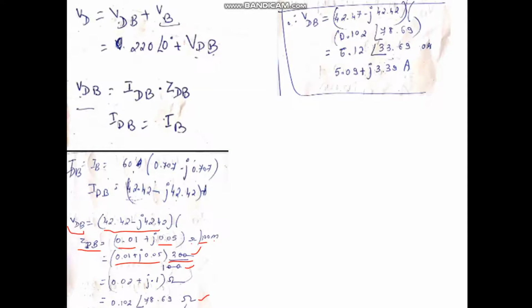Now I want to calculate VDB. Using the same IDB and ZDB, I calculate VDB with this formula. When I solve IDB into ZDB, I get 5.09 plus j3.39 amperes.